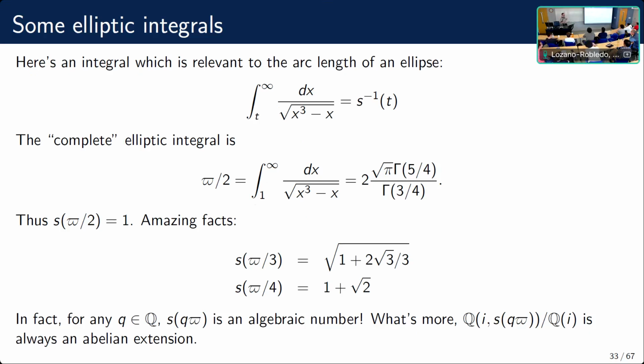Furthermore, it's not necessarily true that when I adjoin these numbers to Q, I get an abelian extension. But when I adjoin these numbers to Q adjoin i, then I always get an abelian extension. So this is a hint to how Kronecker's dream would be solved. It seems like you have to adjoin to Q adjoin i some special values of this transcendental function S.